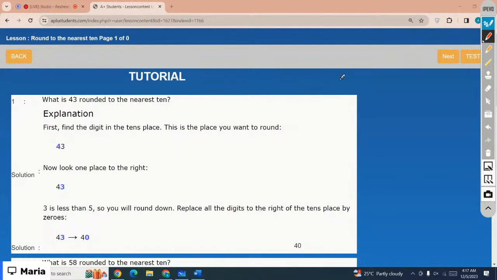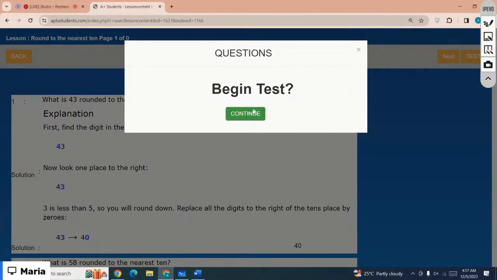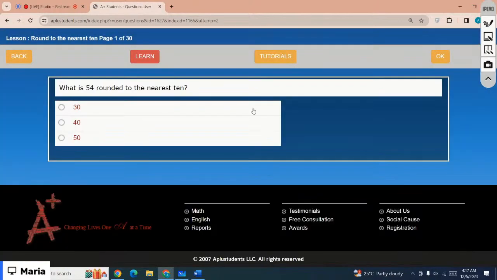Okay, let's start with the test questions. What is 54 rounded to the nearest 10? Which is the correct option? 30, 40, or 50?